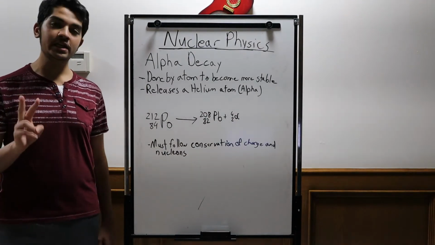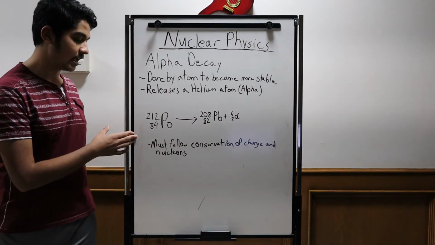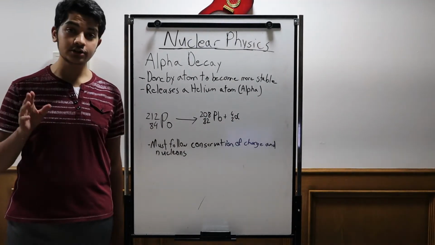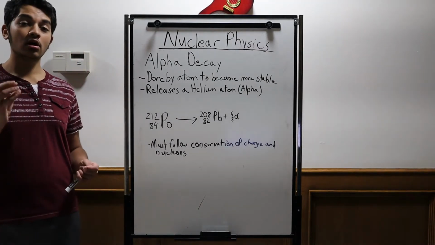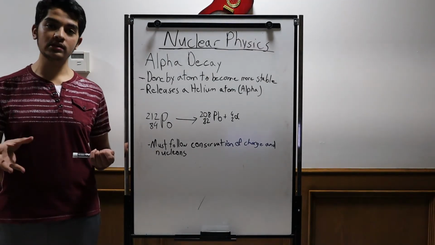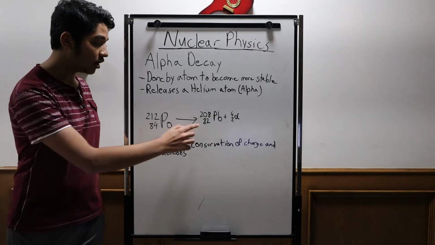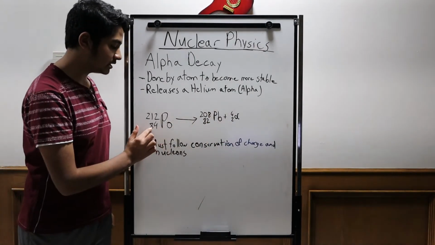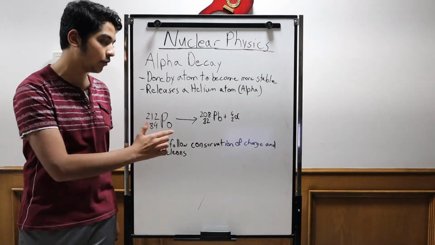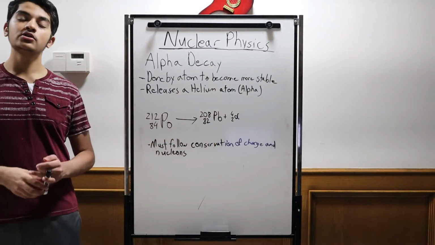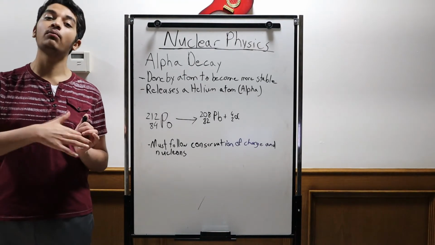Now, there are two key concepts that you're using in this decay. It's conservation of charge and conservation of nucleons. Conservation of charge deals with the positive and the negative. So you have the same amount of protons. The atomic number on both sides adds up to the same amount. So here we see it's 84, and here we see it's 84 as well. So the charge was conserved during this whole process.